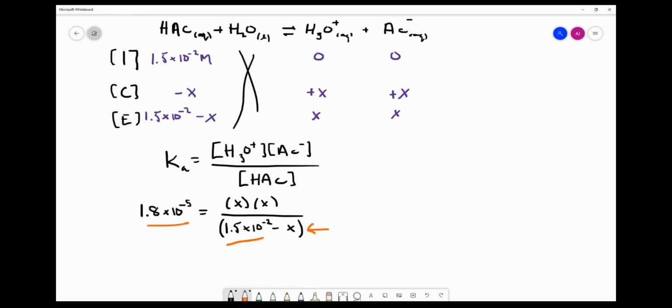At this point, we are going to do a bit of a simplification. And this simplification can be done if the initial concentration of the acid is quite large relative to the change. Let's focus in on the denominator here. If the value of x is very, very small relative to the initial concentration, which I've underlined here, then we could probably treat that as a rounding error.